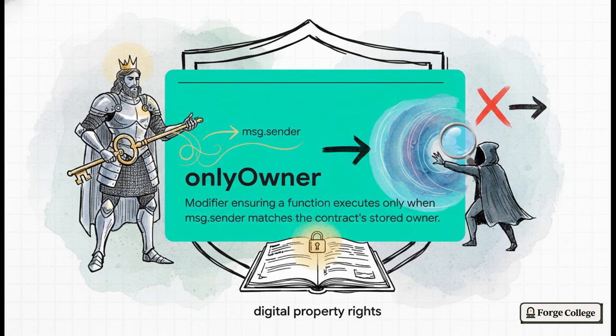To fix this, we use something called onlyOwner. Think of it as our unbreakable patent-pending security guard algorithm. Before a function even runs, this modifier steps in and asks, hold on a second, does the person making this call, the msg.sender, actually match the address of the contract's official stored owner? If yes, come on in. If no, the transaction is immediately rejected.